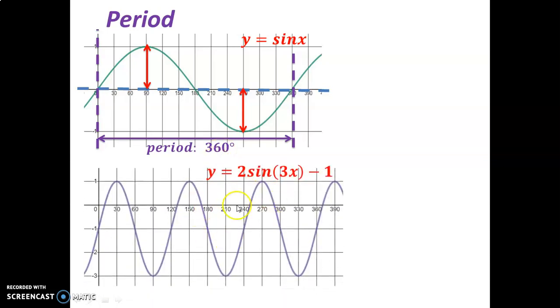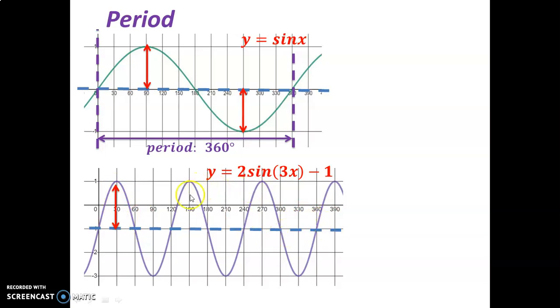Let's say we have a different one here. Wow, I have a completely transformed one. 2 sine 3x minus 1. Okay, what's going on? Look at the period here now. Well, first of all, here's the midline. Hopefully you calculated that. And then what's the amplitude? Okay, so the amplitude is 2 units. Midline was at y equals negative 1.